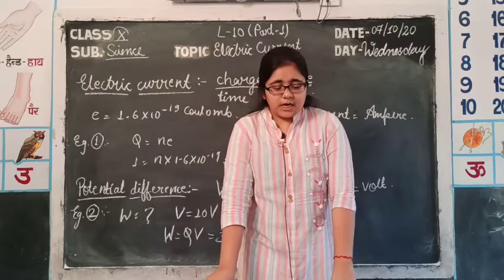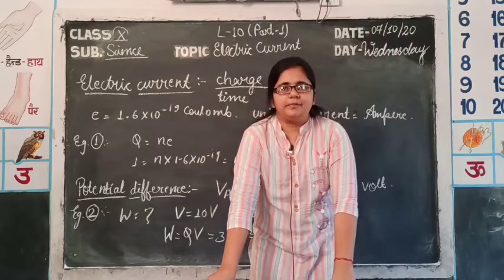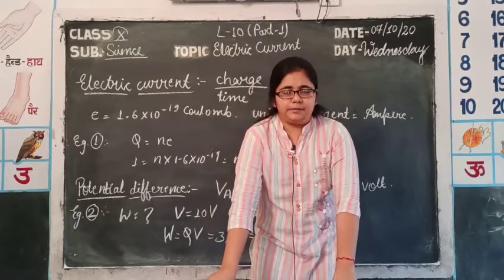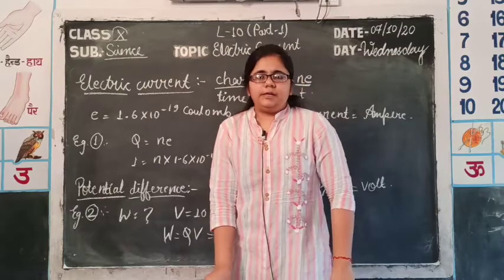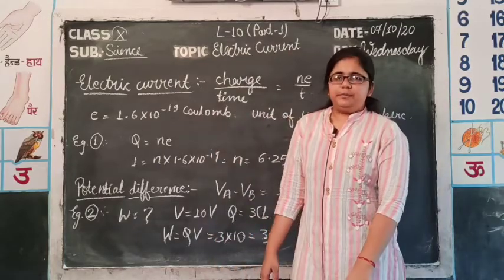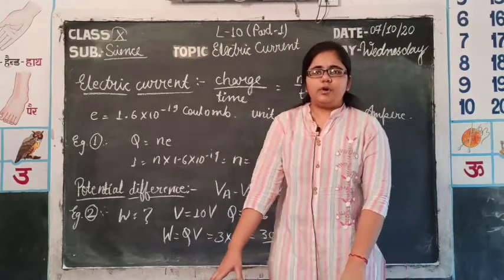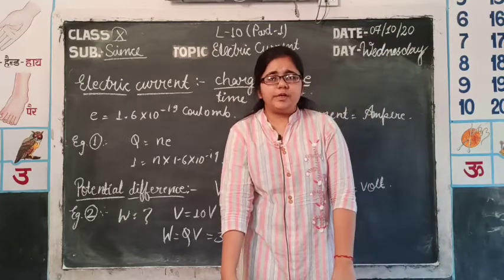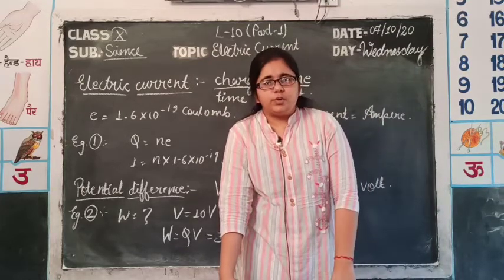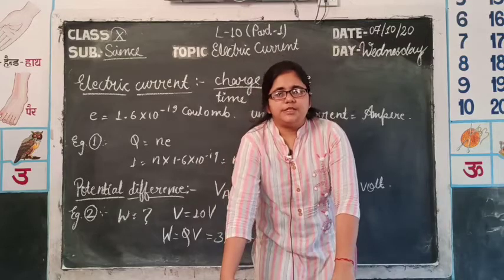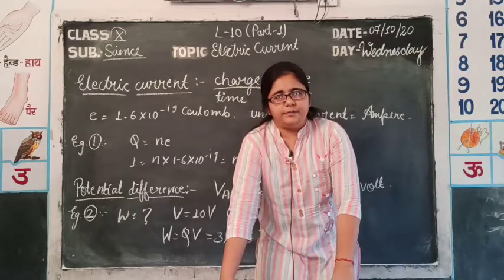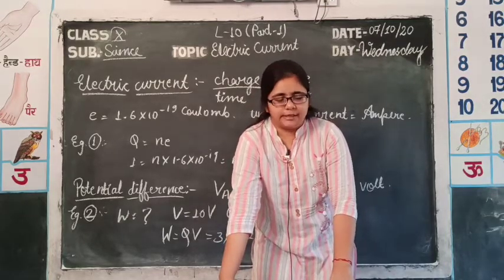Today we will start our next chapter 10, that is electric current. Before starting electric current, we will discuss the heat current. Heat current is the flow of heat from high temperature to low temperature. So, this temperature difference generates a flow of heat and that flow is known as heat current.